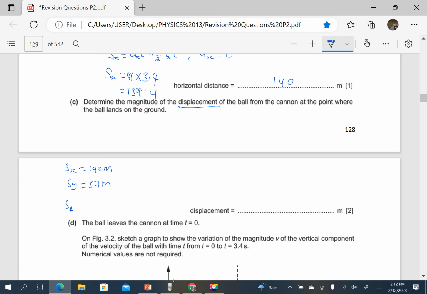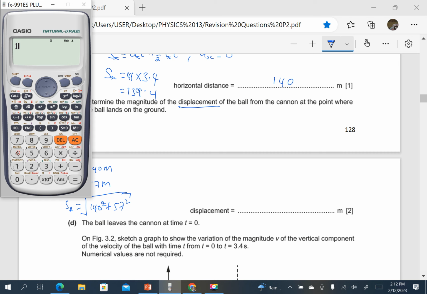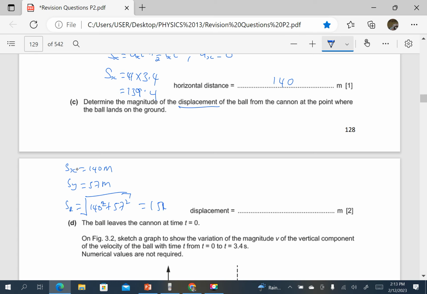The resultant value of S is going to be the square root of 140 squared plus 57 squared, because they are at right angles. So 140 squared plus 57 squared equals that. Square root of the answer is 151. So this is 151 meters, or approximately 150 meters.